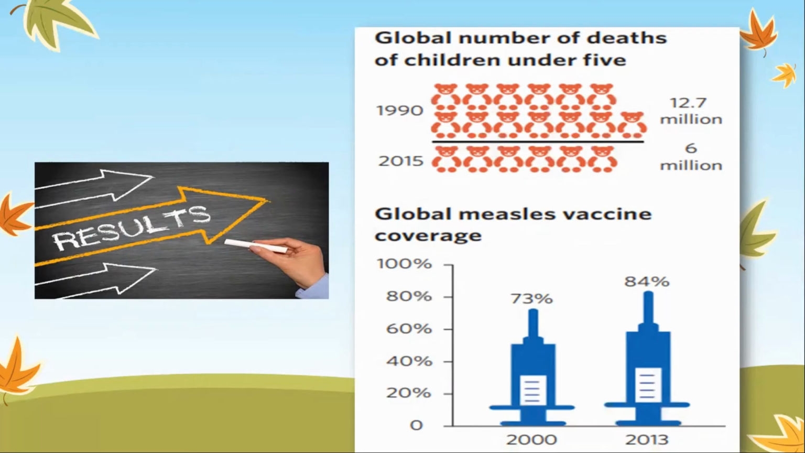Measles vaccination helped prevent nearly 15.6 million deaths between 2000 and 2013. The number of globally reported measles cases declined by 67% for the same period. About 84% of children worldwide received at least one dose of measles-containing vaccine in 2013, up from 73% in 2000.